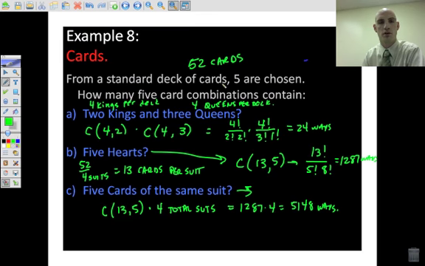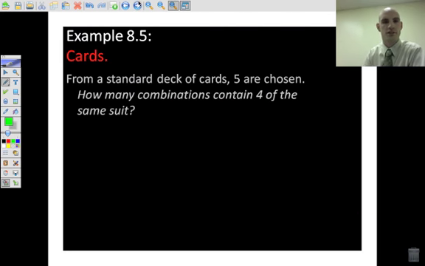The last example is one for you to do, so I'm going to pause on it for just a second. You are choosing 5 of them. You want to see how many would contain 4 of the same suit.